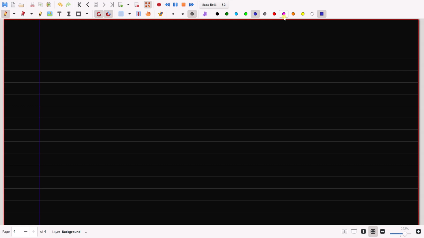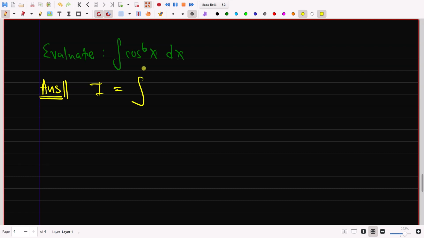So just as I said, the procedure never changes. You see that? So what you do is you take your integral I, and then cos is broken down into powers of 2. So I have cos squared x, cos squared x, cos squared x dx. Then for each cos squared x, I replace with the half angle identity.